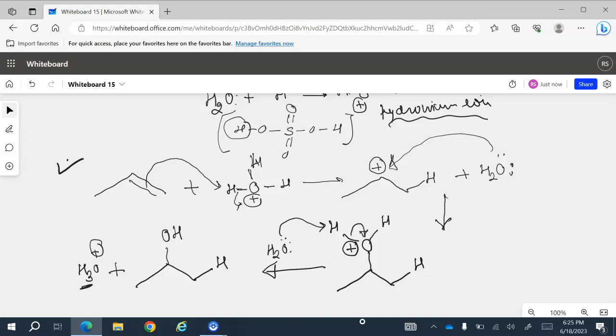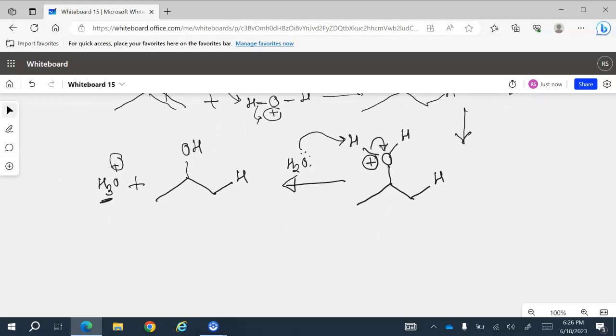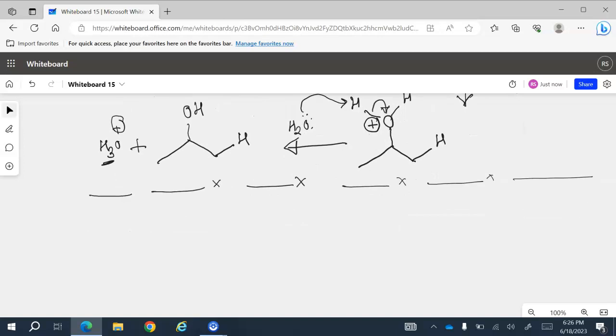So this is how we draw the mechanism for the addition of water across the double bond, and we consider that as the acid catalyzed addition of water. And not only the water, again we can extend this discussion for the alcohol also. Water and alcohol addition takes place exactly in the same way, so please try to understand that.